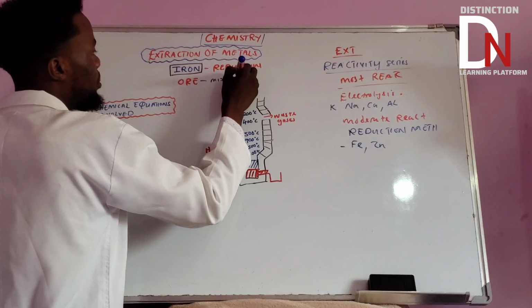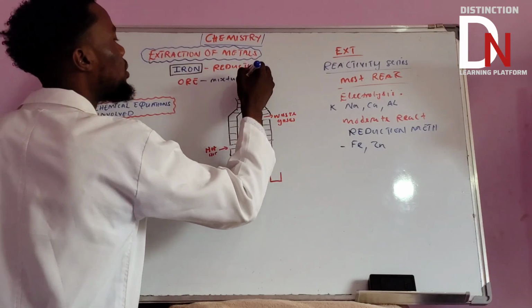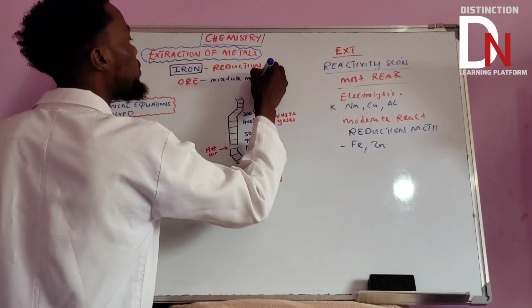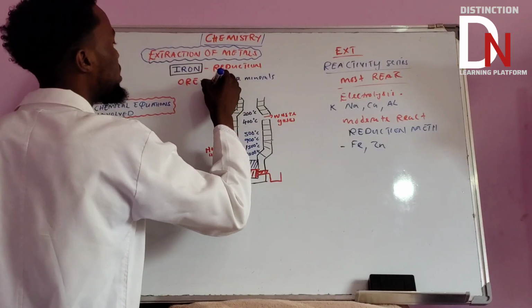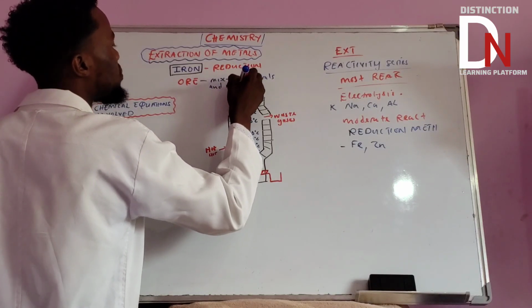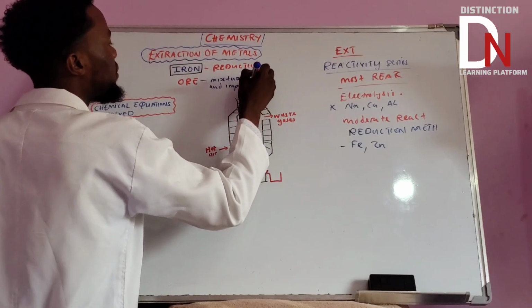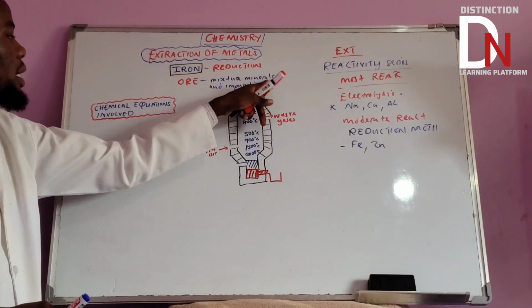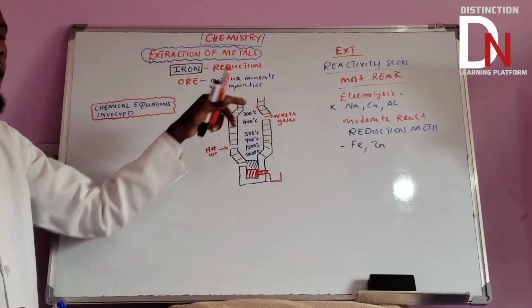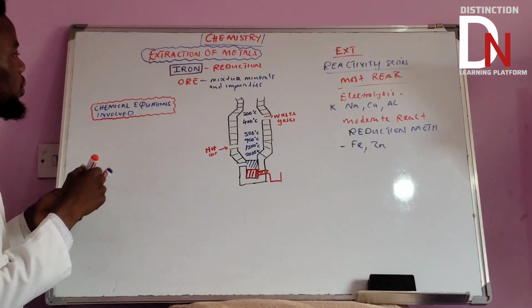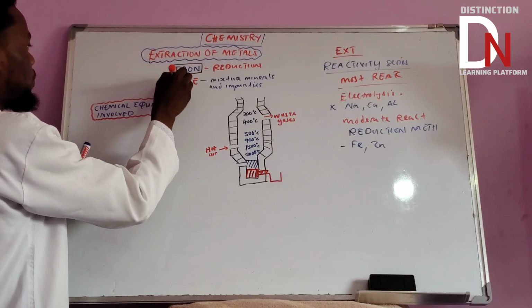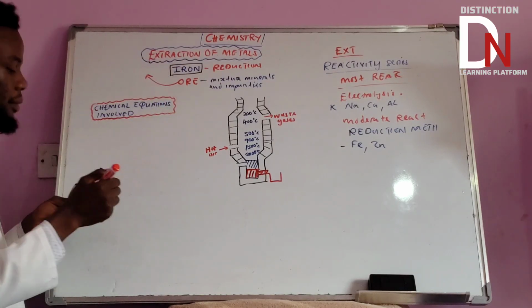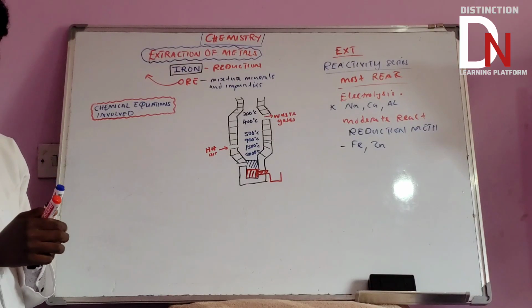A mixture of minerals and impurities. So whenever they ask you to define an ore, you can just say it's a mix of minerals and impurities. Now, what is the ore for iron? What do we call the ore for iron? We call it hematite.